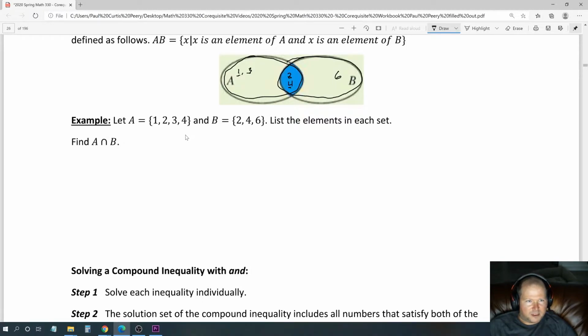And the part that we're interested in, whenever we have this little symbol here, which is the intersection symbol, or the "and" symbol, is where they overlap. Graphically, you can see the 2 and the 4 overlap. So we would simply say that is equal to, in set notation, 2 and 4, because that's the part that's the same in both.